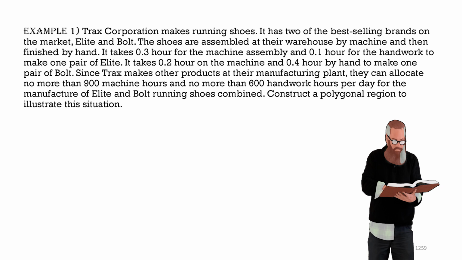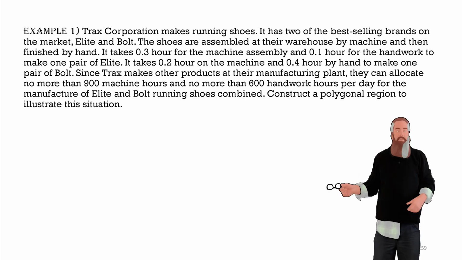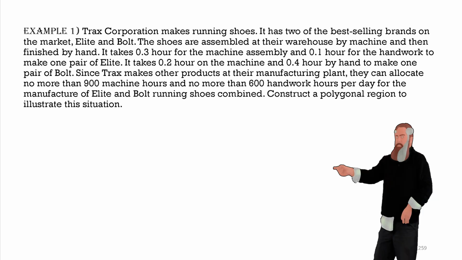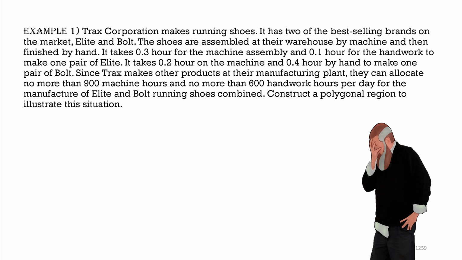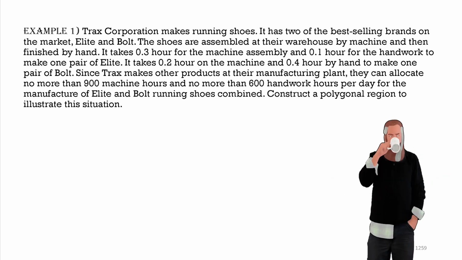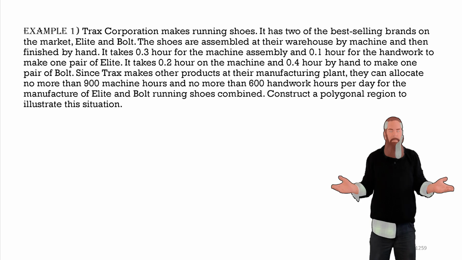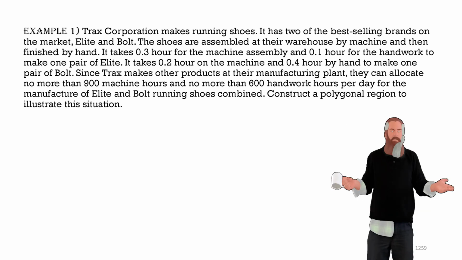Trax Corporation makes running shoes. It has two of the best-selling brands on the market, Elite and Bolt. The shoes are assembled at a warehouse by machine and then finished by hand. It takes 0.3 hours for the machine assembly and 0.1 hours for handwork to make one pair of Elite. It takes 0.2 hours on a machine and 0.4 hours by hand to make one pair of Bolt.